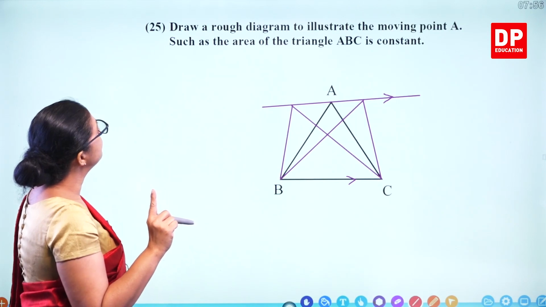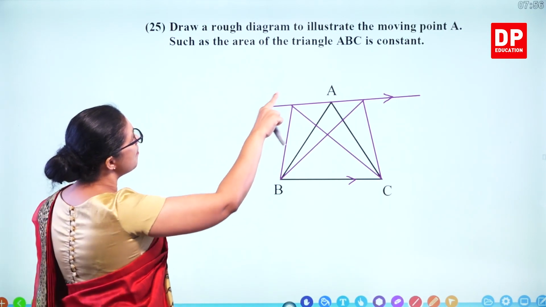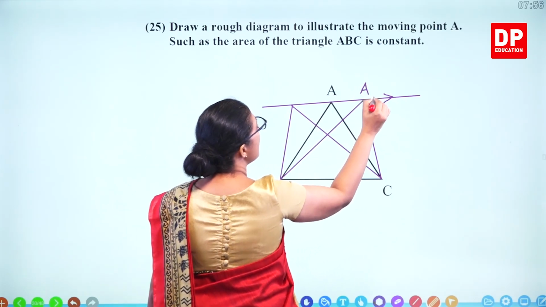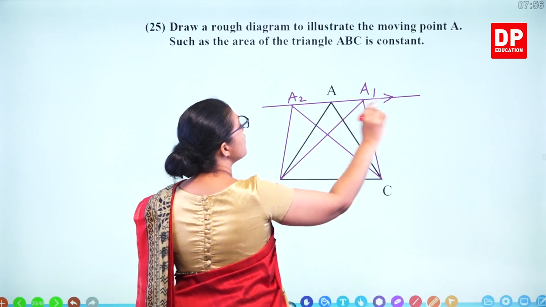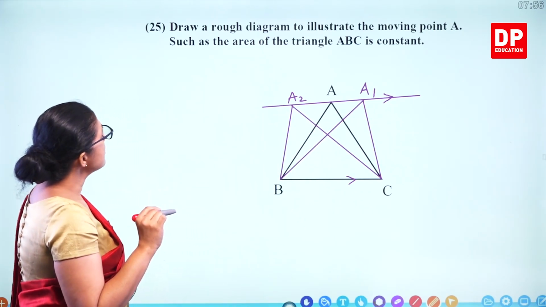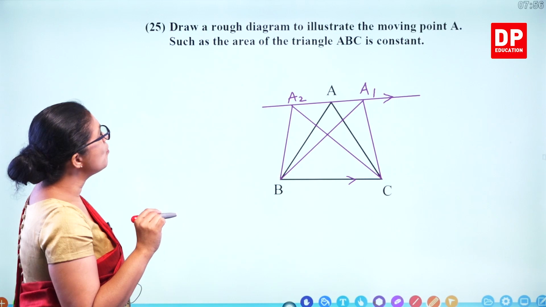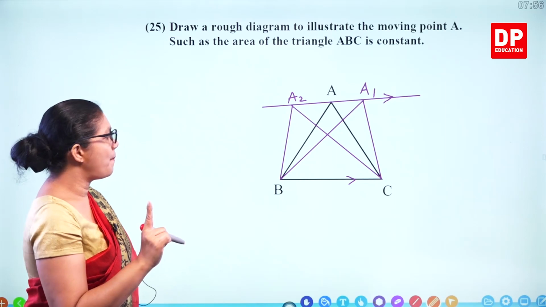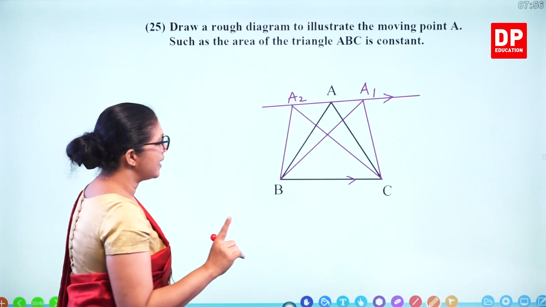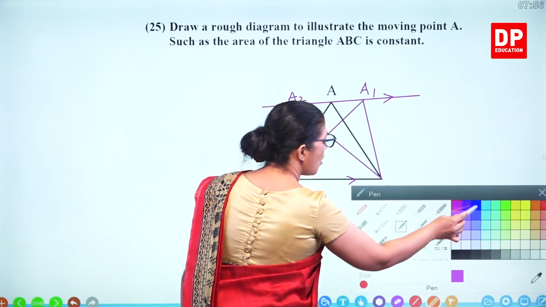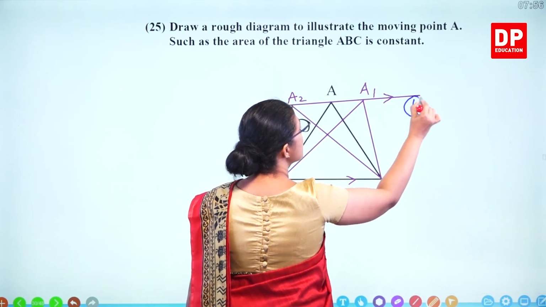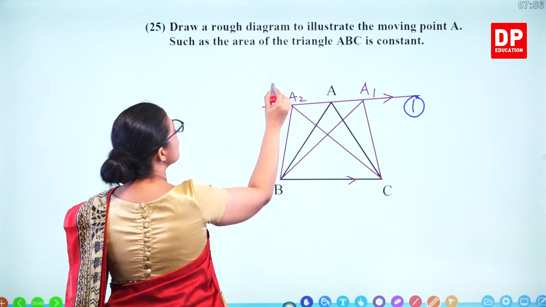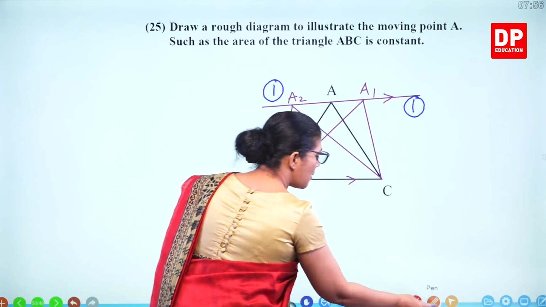So what is the moving point A? This is a parallel line, so we can mark A1, A2, any point like this on it. This is the answer: a rough diagram illustrating the moving point A, on the parallel line to BC. You get 1 mark for showing this parallel line, and 1 mark for showing the points A.